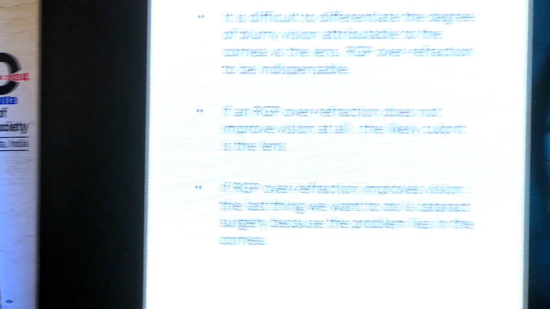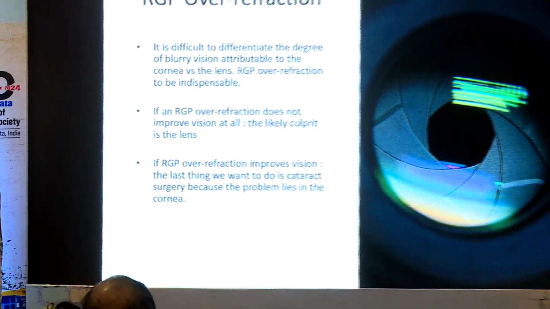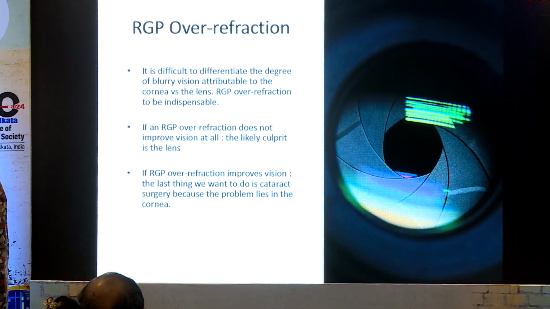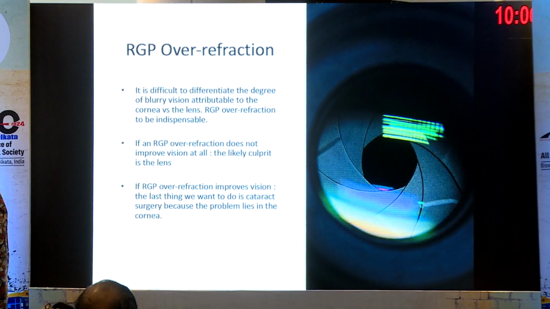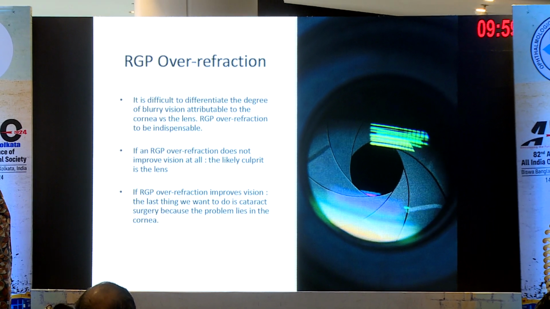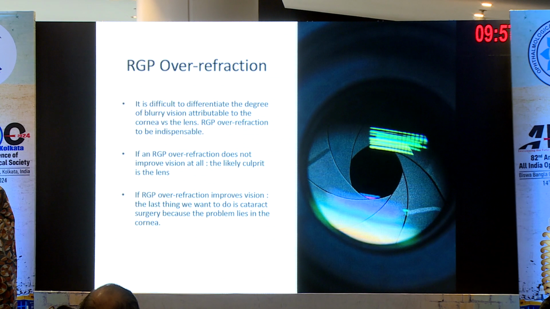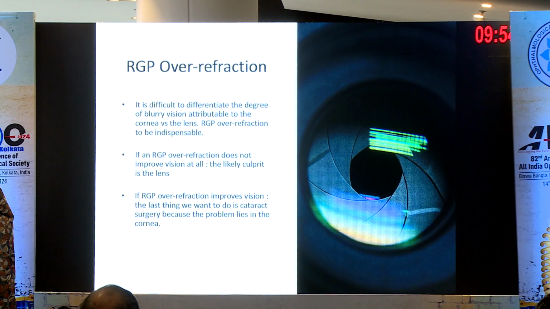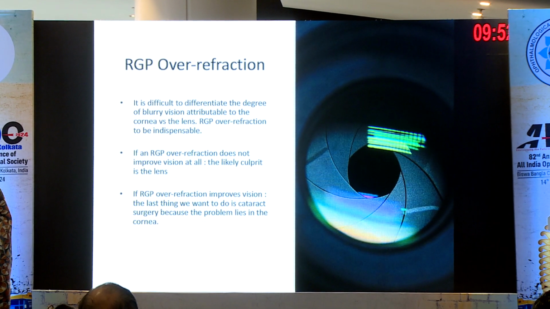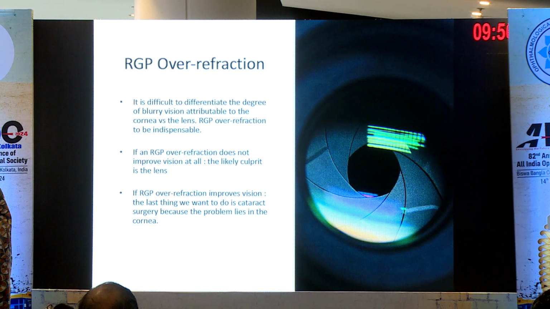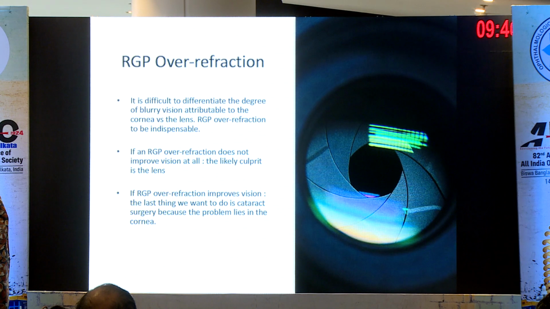Despite doing careful pre-op assessments of uncorrected and best corrected spectacle visual acuity, it's sometimes difficult to differentiate whether the degree of blurry vision is attributable to the cornea or to the lens. So here comes the role of RGP over refraction. If an RGP over refraction does not improve the vision at all, the likely culprit is the lens. Or if it improves vision, the likely cause is in the cornea.